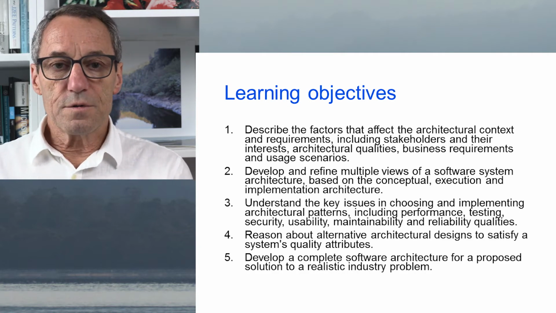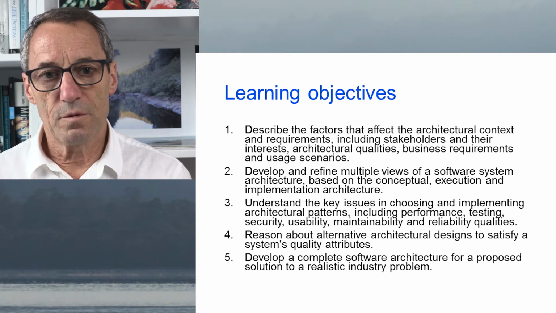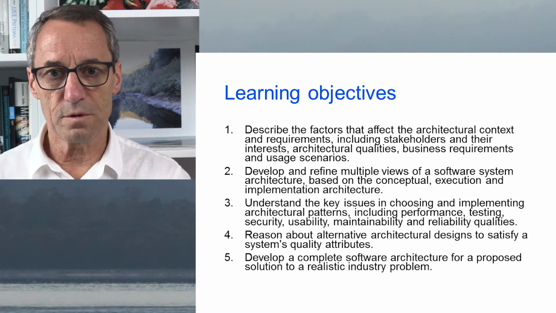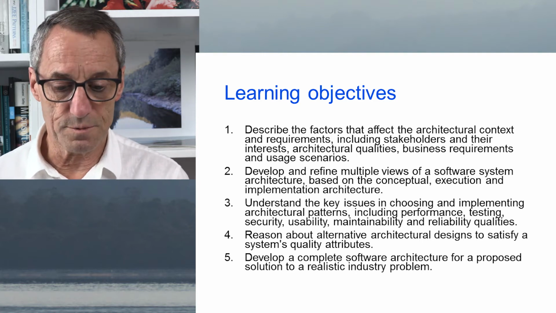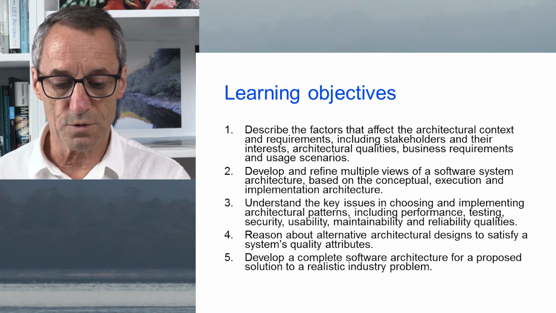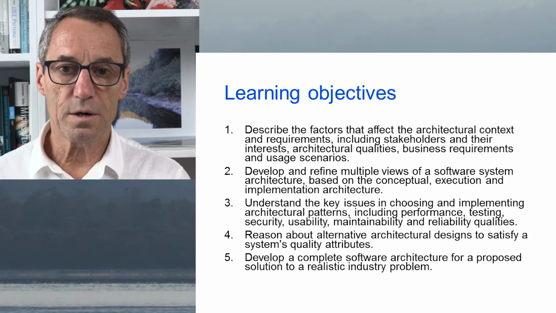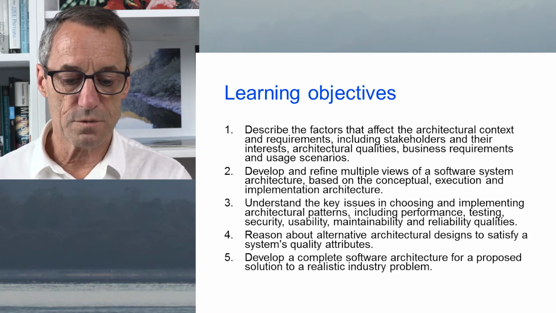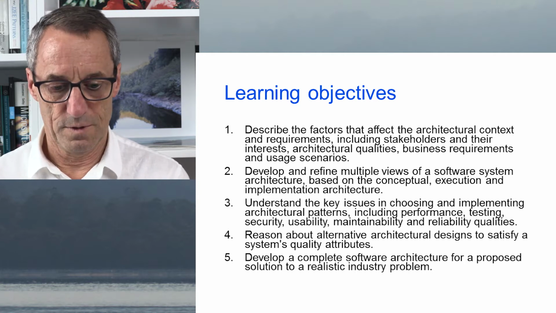The learning objectives: every subject we teach has to have some objectives, and these line up to fill various objectives in the degrees and so on and so forth. So the objectives for this particular subject is to be able to describe the factors that affect the architecture context and requirements, including stakeholders and their interests, architectural qualities, business requirements, and usage scenarios. So you should be able to do that.